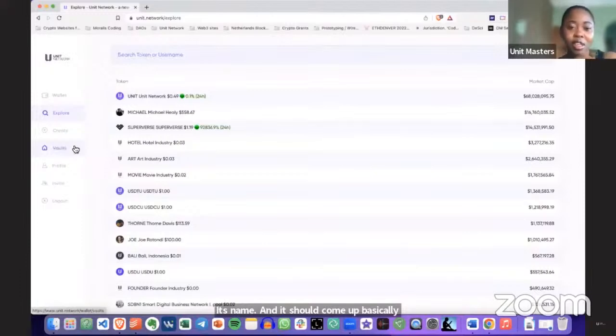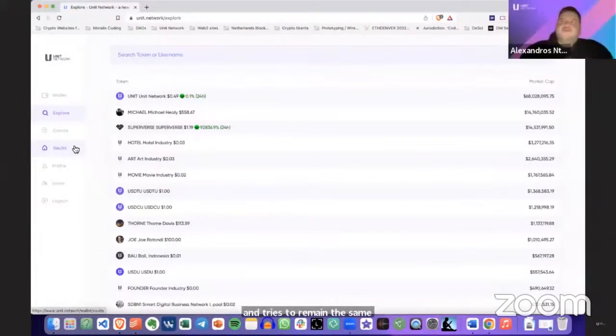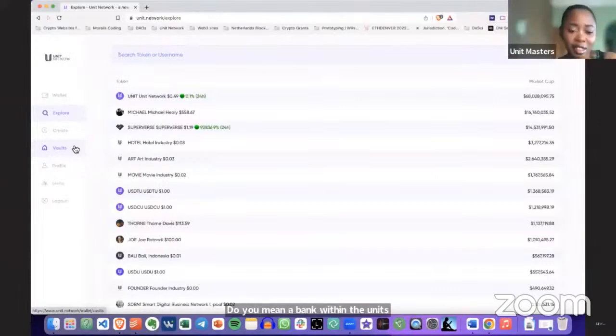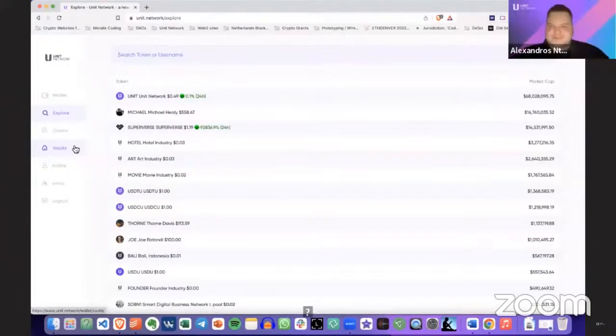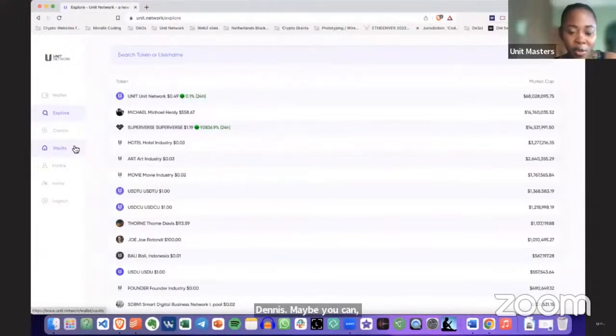Awesome. Okay. Another question here is: bank and treasury the same? That's from Ganesh. Ganesh wants to know if banks and treasury mean the same thing. Not really. It's a good question, but do you mean a bank within the units, or like a traditional bank? Ganesh, maybe you can tell us specifically which of the banks you were referring to. Okay, he says unit. The bank on unit.